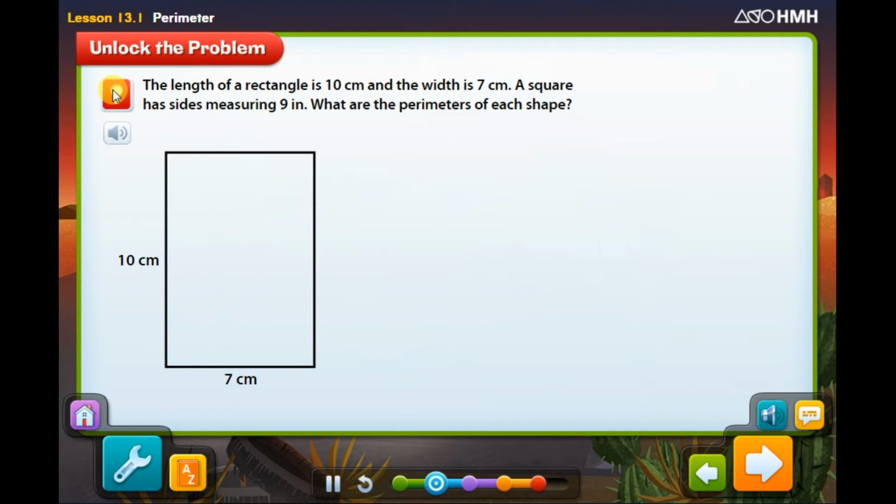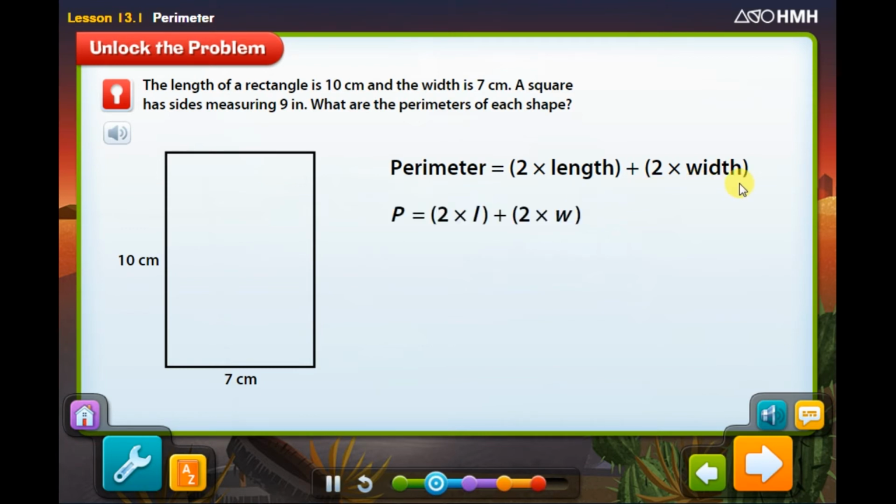A formula is a mathematical rule. You can use a formula to find the perimeter. The perimeter is equal to the product of 2 times the length plus the product of 2 times the width. You can also represent perimeter with a P, length with an L, and width with a W.